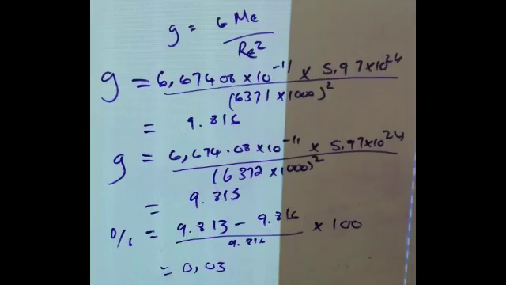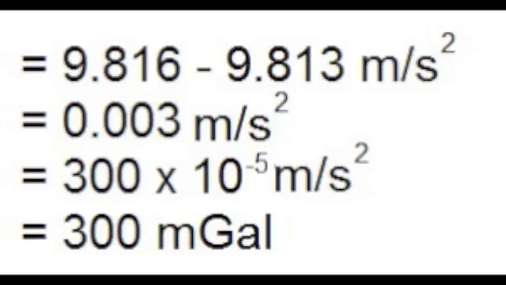And so what you calculated earlier was that it was a 0.03% difference. Your G at 1 kilometer up was approximately, how much did you get? 9.813 meters per second squared, and at the surface it was 9.816 meters per second squared. And so literally we're just going to take the difference between them, which is equal to 0.003 meters per second squared.